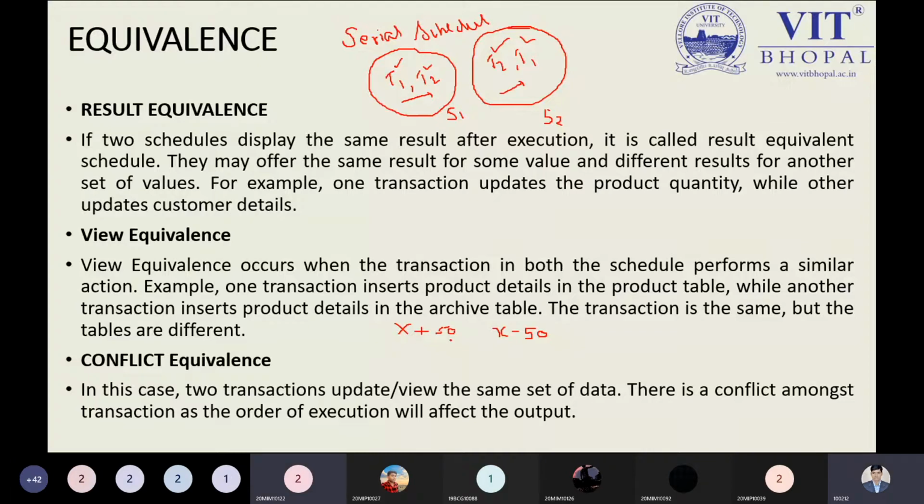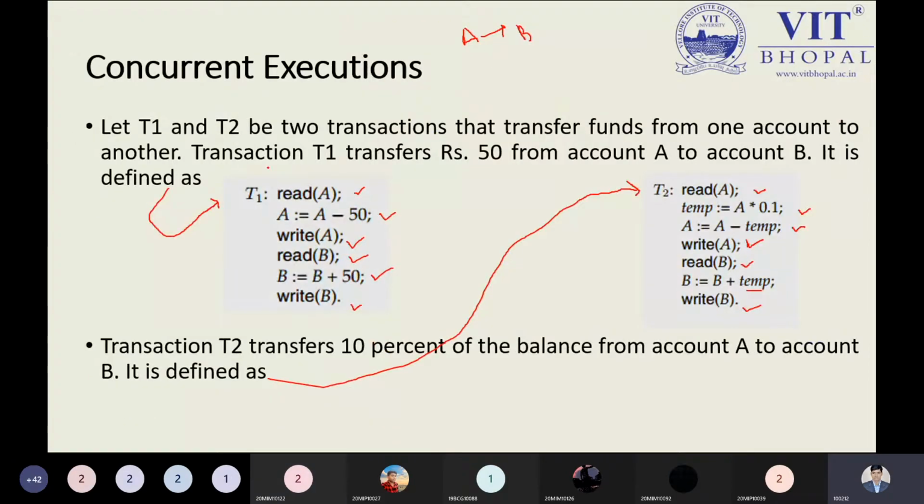Yes, sir. Okay. So let us understand the concurrent execution from the starting. Do not think about the arrow right now. Just let T1 and T2 be the two transactions. From this point, you are required to take care of the concept properly, because your next tutorial will depend on this kind of question.